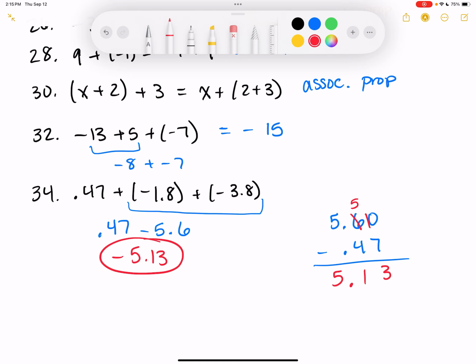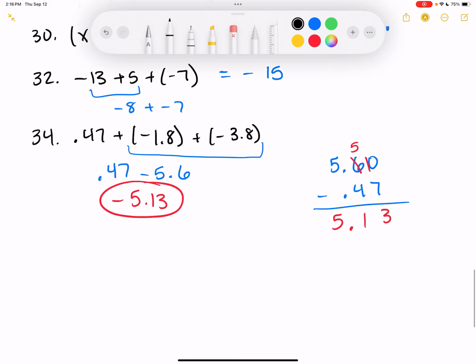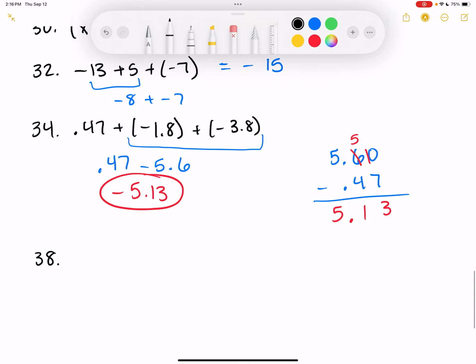All right, are we okay on those? All right. Evaluate the expression for the given value of x. So we have 38, 3 plus x plus, in parentheses, -7, x equals 6. So all we're doing is plugging in 6 for x, and then we're doing the same thing we did in the previous problems. So 3 plus 6 plus -7.